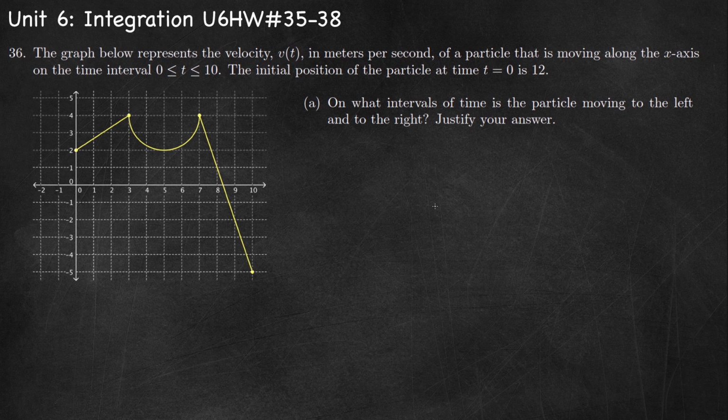The graph below represents the velocity, v of t, so this is a velocity graph, in meters per second of a particle moving along the x-axis on the time interval t is between 0 and 10. The initial position of the particle at time t equals 0 is 12. The position of the particle at time 0 is 12. That tells me that p of 0 equals 12.